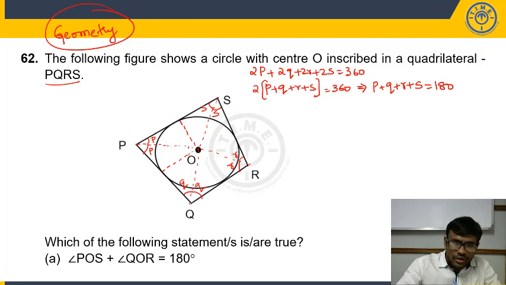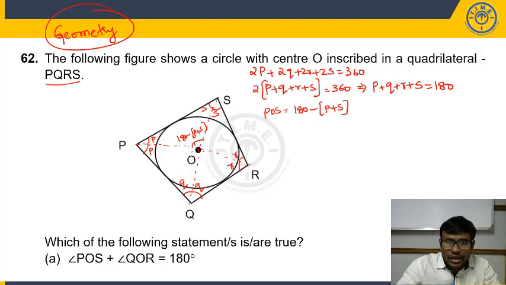Now, what is the first thing he is asking to calculate? We have to check whether angle POS plus angle QOR is equal to 180 degrees or not. What is angle POS? So this is P, this is S. So definitely POS will be 180 minus of P plus S. Similarly, I will write the remaining values also. QOR is nothing but 180 minus of Q plus R.